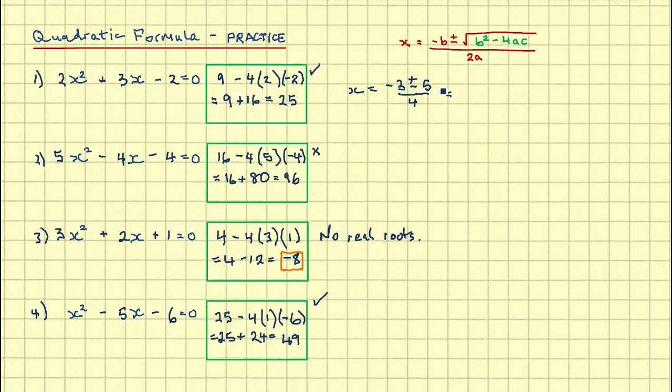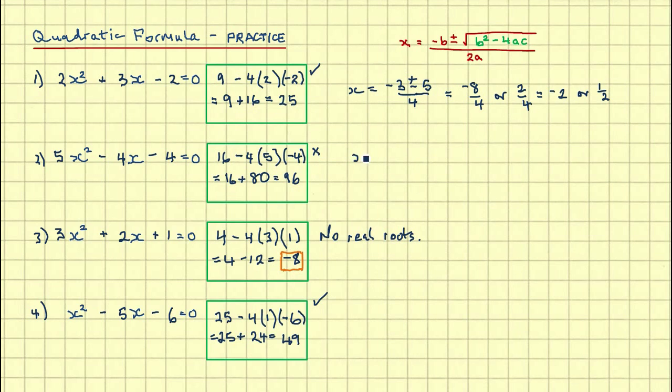So minus 3 minus 5 will give us minus 8, so that's one possible solution over 4. Or minus 3 plus 5 will give us positive 2, so 2/4. And if we simplify those fractions, we get minus 2, or 1/2. Okay, so you might want to pause the video at this stage and try the next problem.